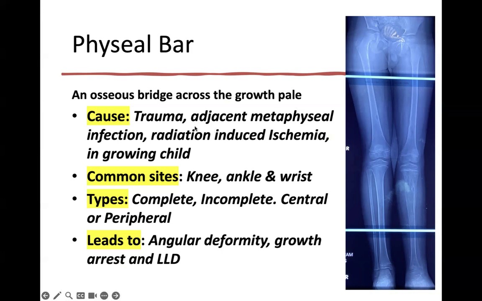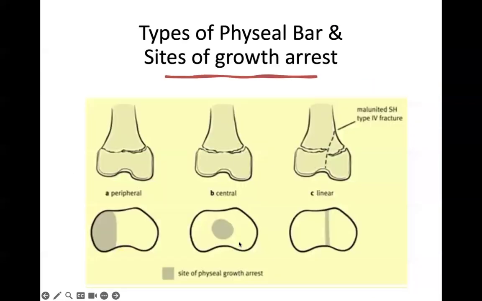This osseous bar bridges across the growth plate. Causes are mostly trauma, such as epiphyseal fractures, radiation injury which may lead to ischemia, or a septic focus or infection in the metaphyseal region. Common sites are the knee, ankle, and wrist. The types are either complete physeal arrest or incomplete growth problem because of the physeal bar, and the location is central or peripheral. It may lead to angular deformity, growth arrest, or limb length discrepancy.